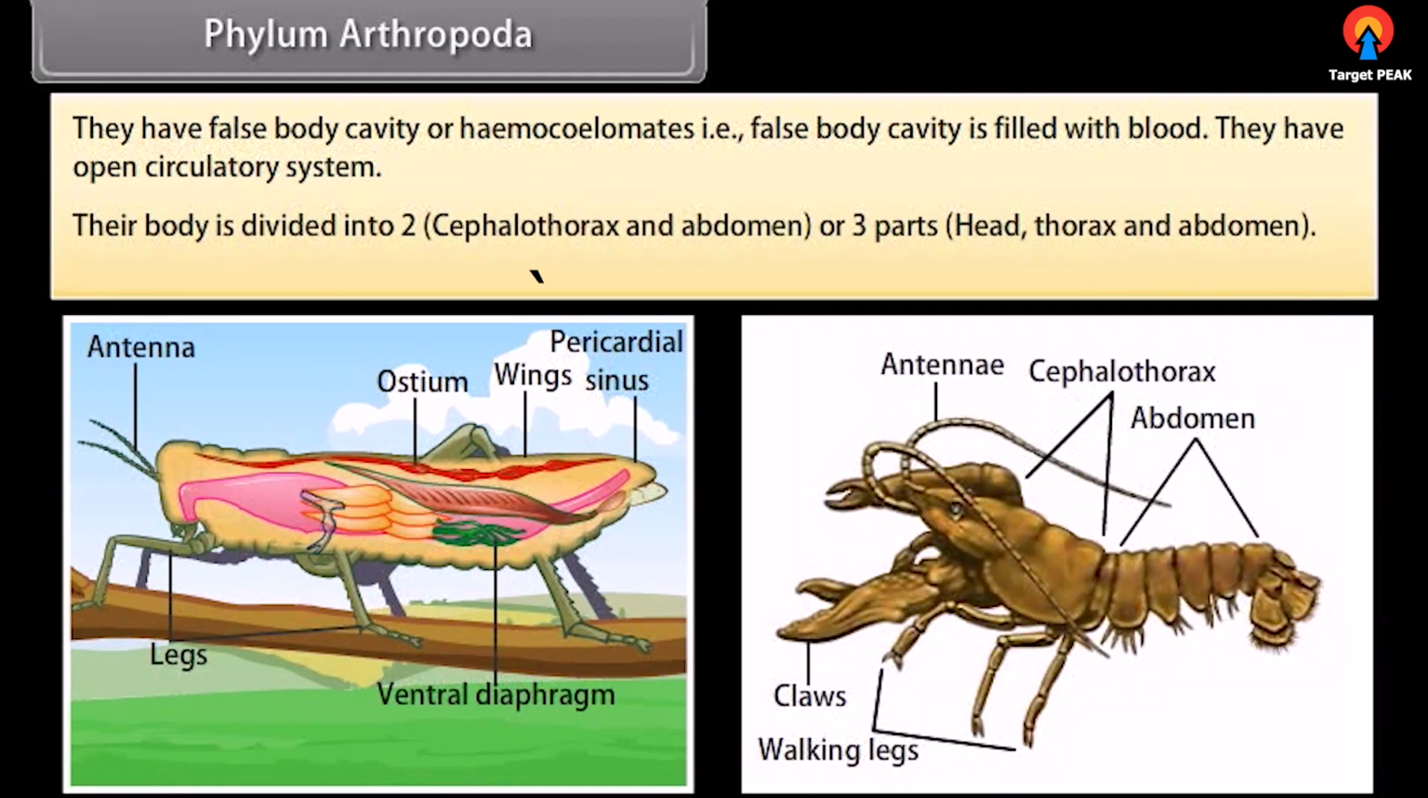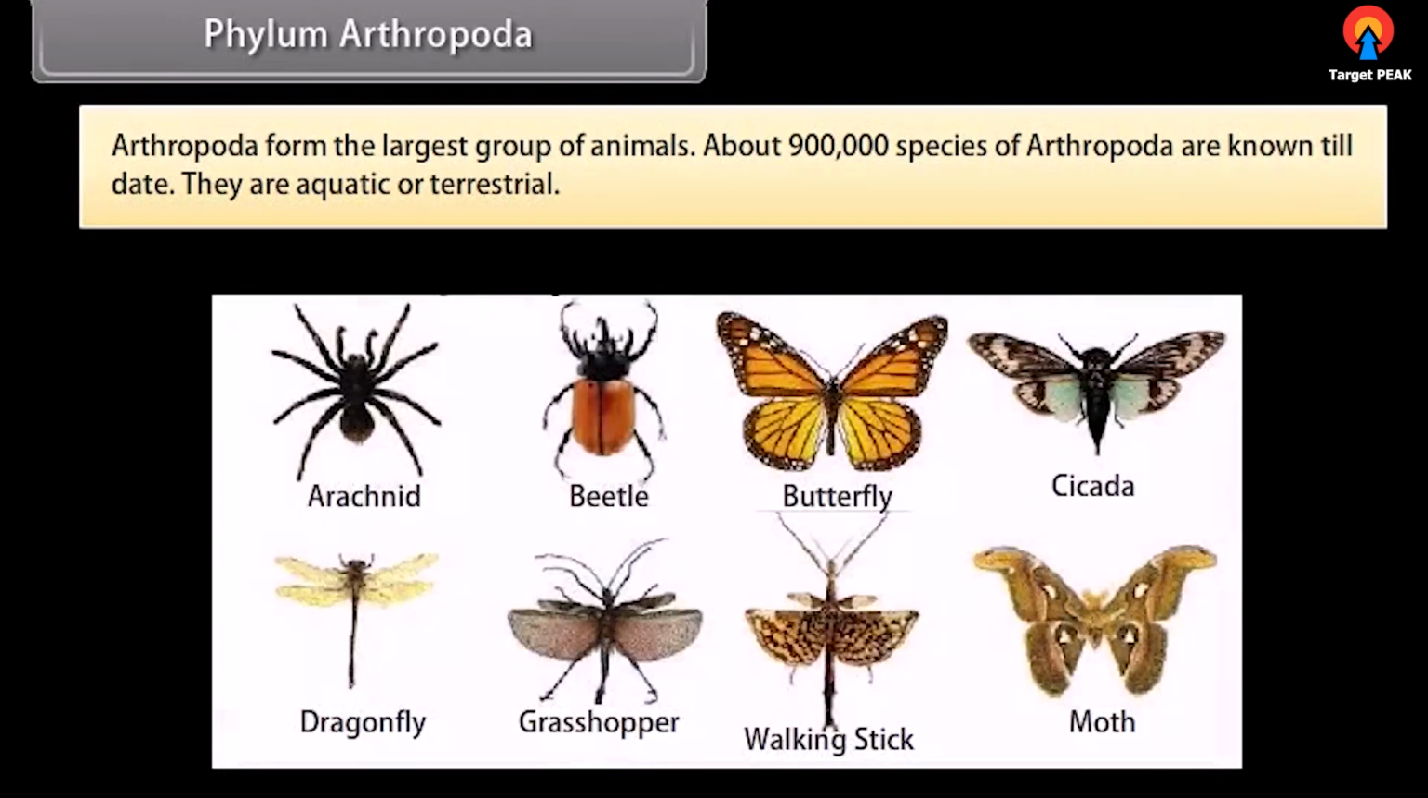Their body is divided into two parts, cephalothorax and abdomen, or three parts, head, thorax, and abdomen. Arthropoda form the largest group of animals, about 9 lakh species of Arthropoda are known to date. They are aquatic or terrestrial.